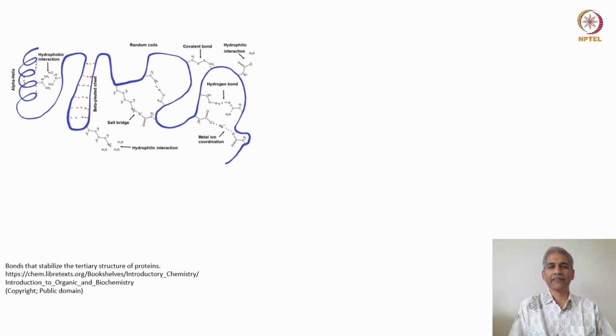Finally, you can have a metal ion coordination. So I referred to metals in the early part of my lecture. So if you have a metal ion which forms part of the structure, then you can have this multivalent interaction between the metal ion and parts of the side chains of the protein. So all these interactions together will decide what is ultimately the 3D structure of the protein.